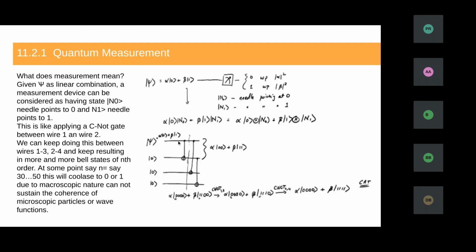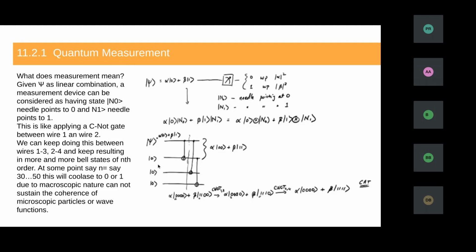Because if you have wire 1 with alpha |0> plus beta |1> and you apply a CNOT, then you are getting this combination, which is a Bell state, right? Which is the maximally entangled Bell state alpha |00> plus beta |11>. So when we do this, we can keep on doing this. This is 1 to 2. You can do 1 to 3, 2 to 4.